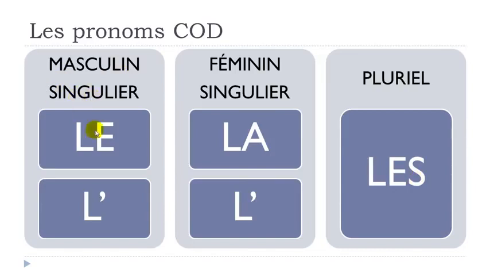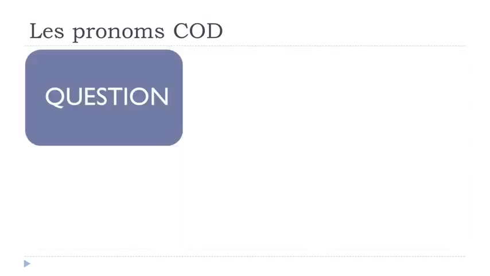Let's repeat them one more time. For the masculine singular form, it's le. For the feminine singular form, it's la. If they are followed by vowels, you take the e and the a away and you get this l apostrophe. And for the plural form, it's les. Let's see that in action now.